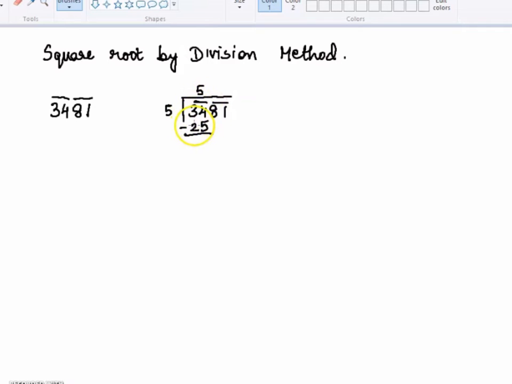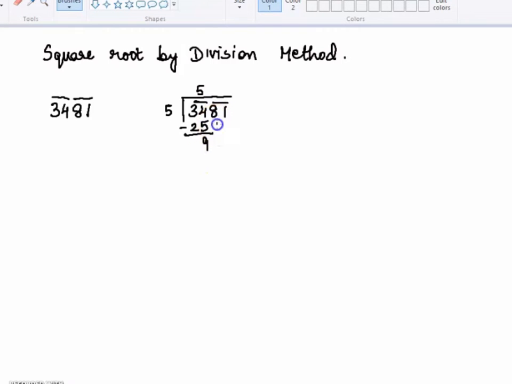So I cannot have a number which is greater than 34. It has to be a little less than that. So I have chosen 5 5s are 25. Then you will subtract 34 minus 25. You will get the answer as 9 after subtracting.